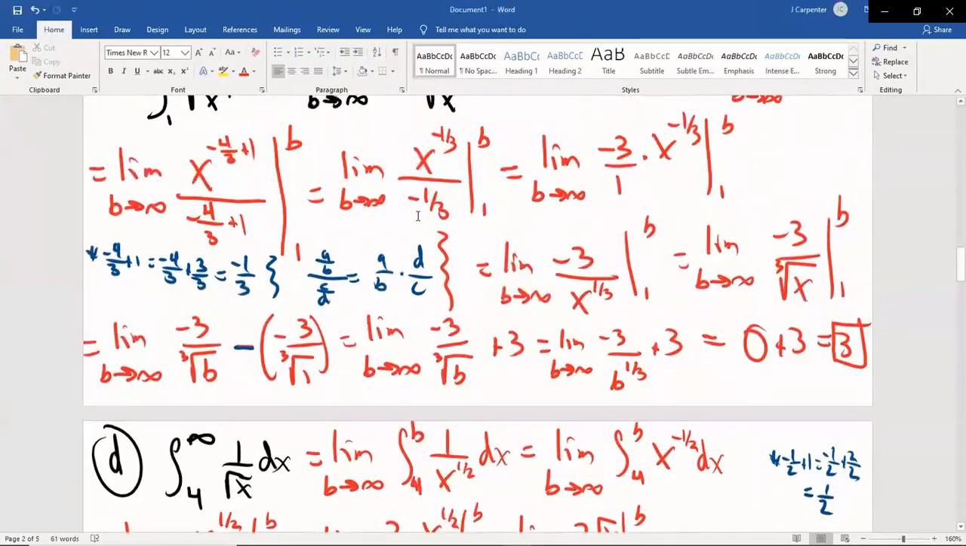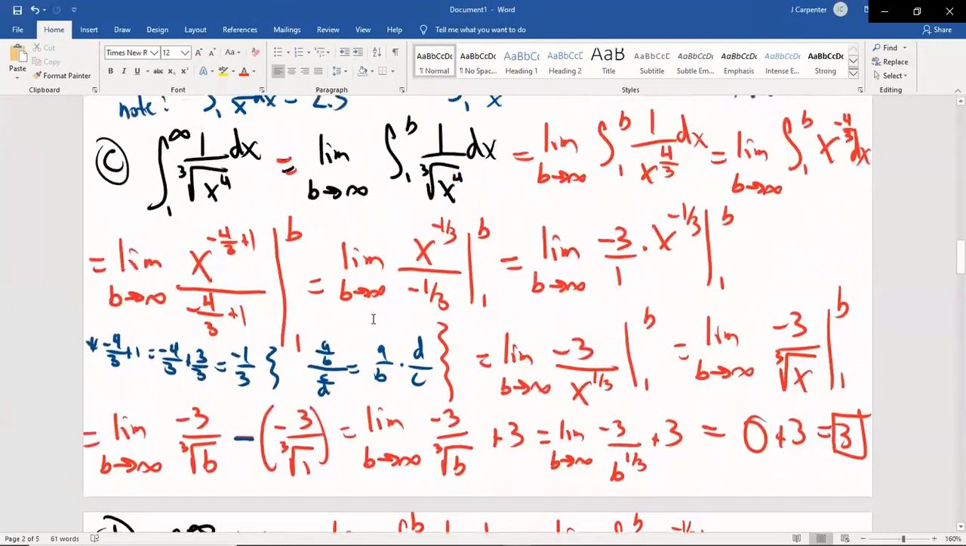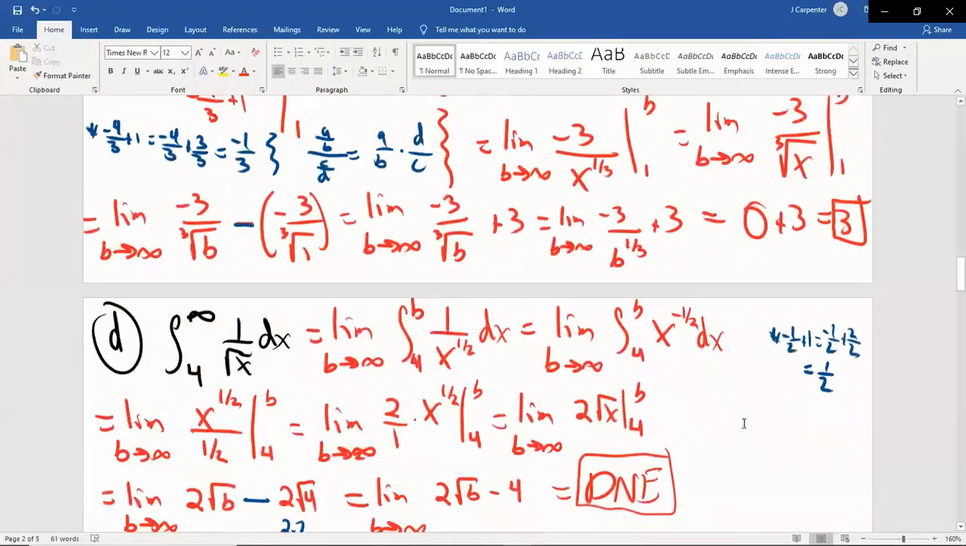So what's the reason for this? Why did it happen? Why did the one thing diverge versus the other converging? It's because after we integrated with the 1 over cube root of the x to the fourth, that x term ended up being in the bottom. No matter what the positive exponent was, it was in the bottom, so that's going to go to 0 when you take the infinite limit.